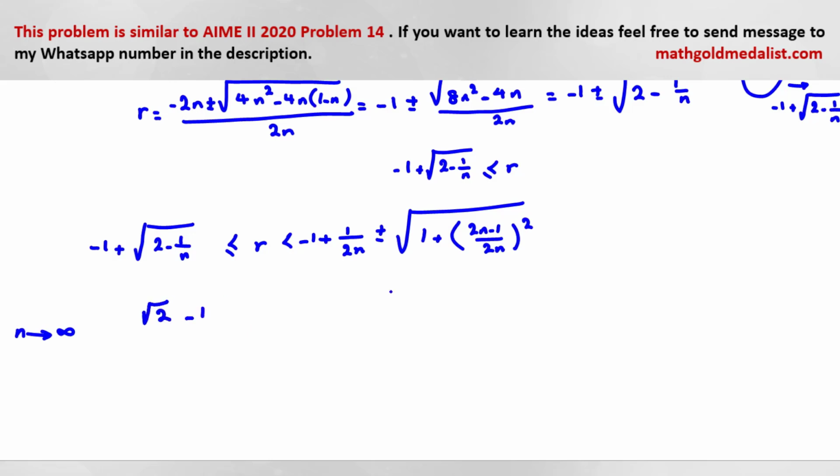What about the right hand side? Because r is smaller than this, r is smaller than the greatest one, right? Because if it is the negative root, then r will be negative, right? Understood why we should consider the plus sign here? So this one, if n goes to infinity, it will be what? Negative 1 plus.